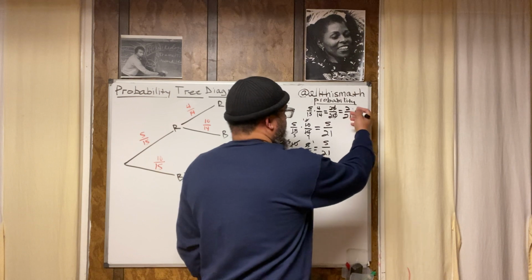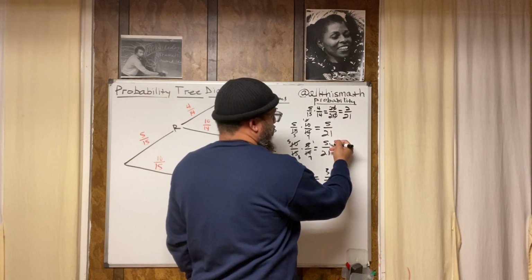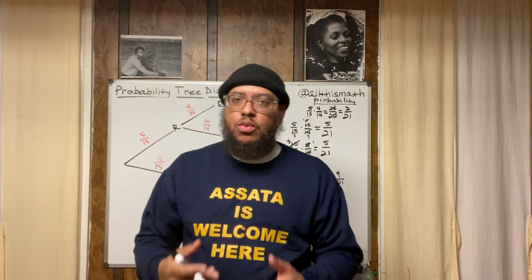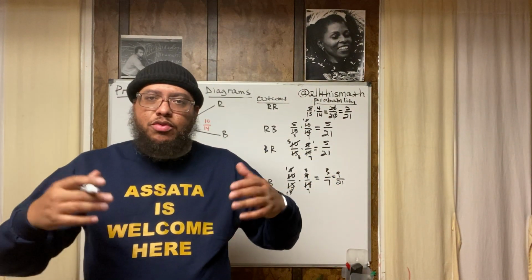So now I add them all up. 2 and 5 is 7. 7 and 5 is 12. 12 plus 9 is 21. So they all add up to 21 over 21. All right. So that's kind of a way to check your work.